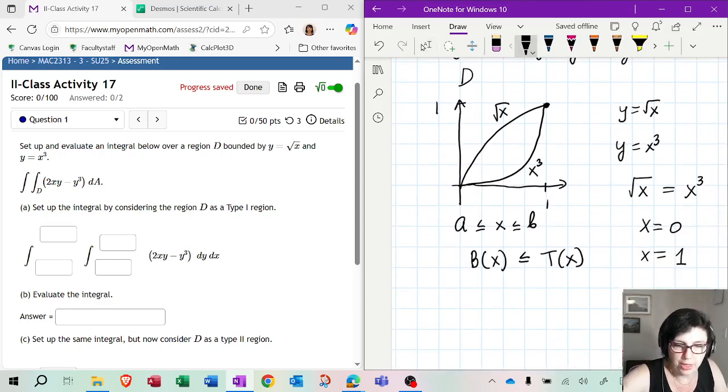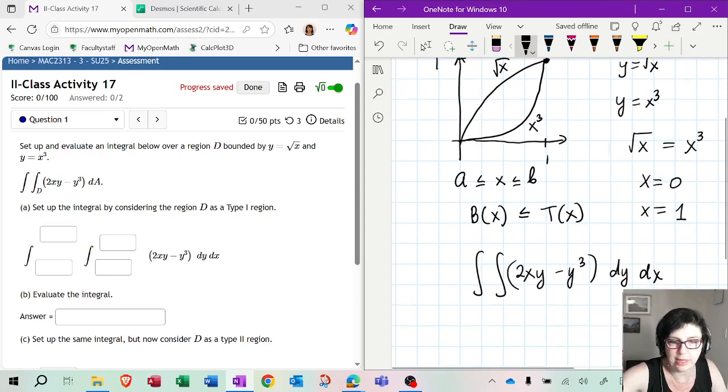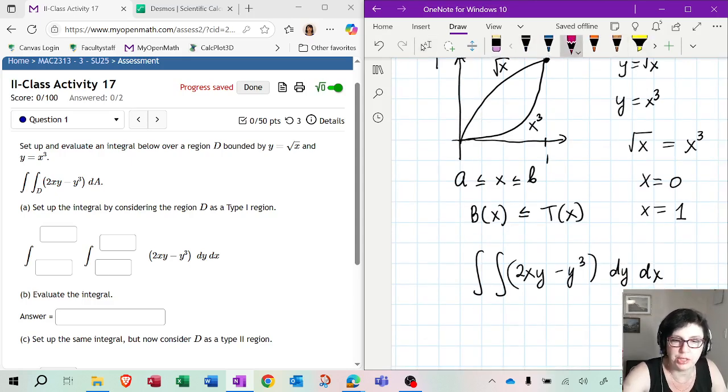Okay, so when we set it up, we need to first set up the outside limits. The outside limits here are the x limits. So how does x change? These are just the extreme values of x. You can see that x changes from 0 to 1. And always remember that the outside limits should be numbers. They generally do not have variables in them.